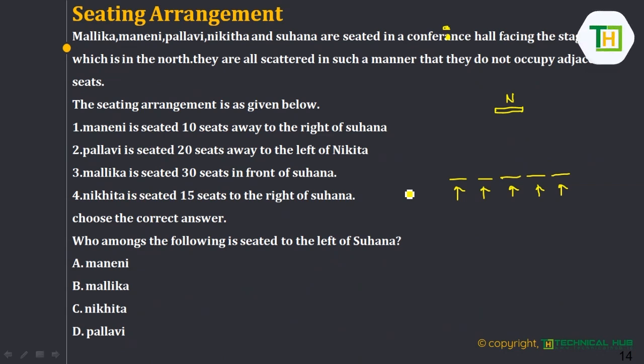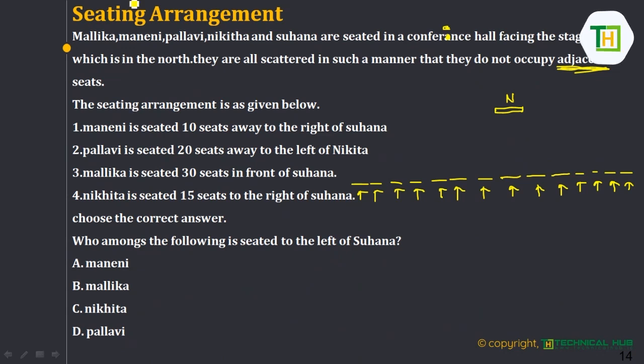So that means there are not only 5 seats, so many seats are there. Like this, so many are there, but they are not allowed to sit adjacent to each other. Not allowed to sit adjacent to each other means there should be at least one empty space between each of them. So many seats are there in the conference hall. They are facing the stage and they should not occupy the adjacent seats. Nobody has to sit adjacent to another person among these 5.